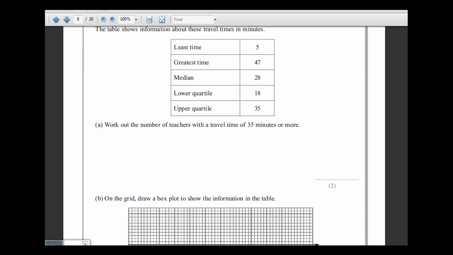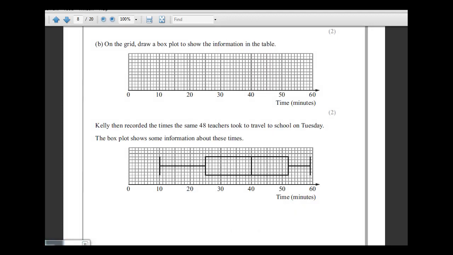Part B, draw a box plot. So we know the least time is 5. We know the greatest time is 47. We know the median is 28. The lower quartile is 18. The upper quartile is 35. Then we just got to turn the middle lines into a box and join up the last bits. There's our box plot.